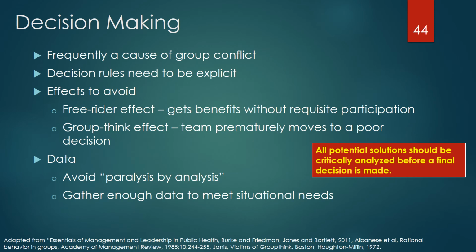Let's consider the decision-making process. Decision-making is frequently a cause of coalition conflict. Decision rules need to be explicit and agreed upon by the group, like whether decisions will be made by a simple majority, 2/3, 100% concurrence, etc. If the coalition leadership style is autocratic, the leader or small group of leaders will be making all final decisions. This slide lists a few decision-related effects that are relatively common and should be avoided.